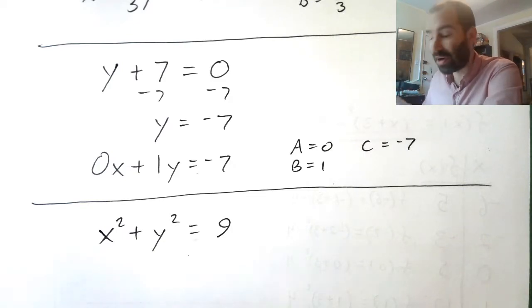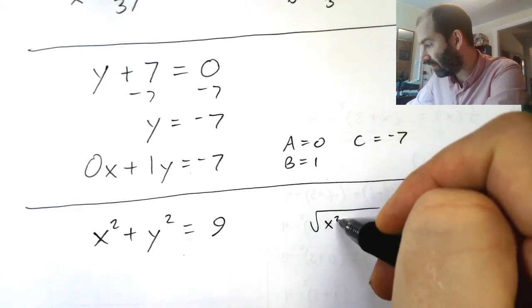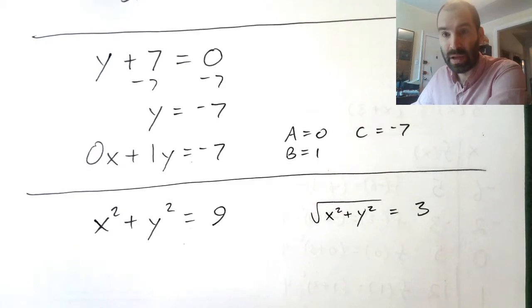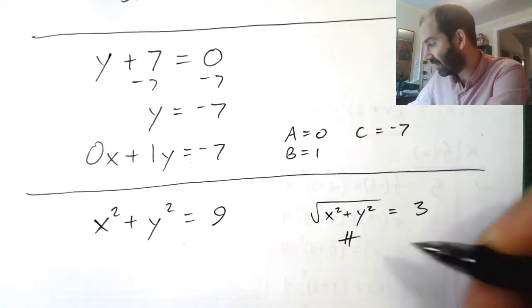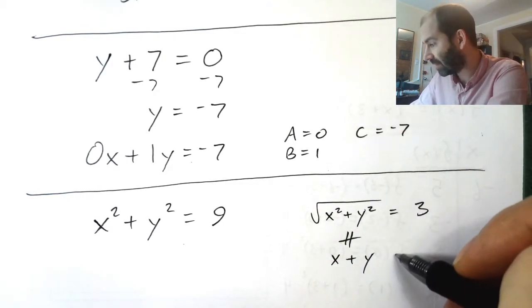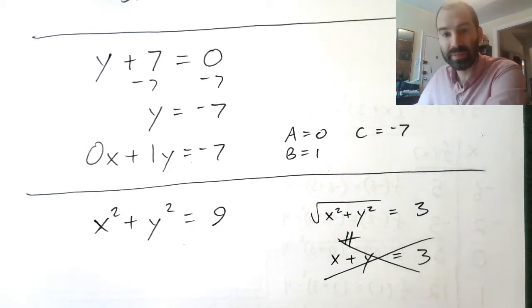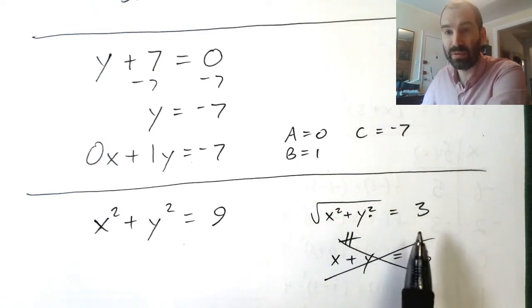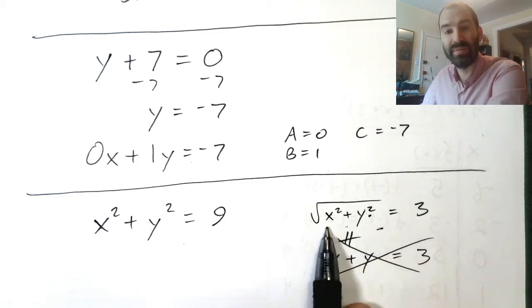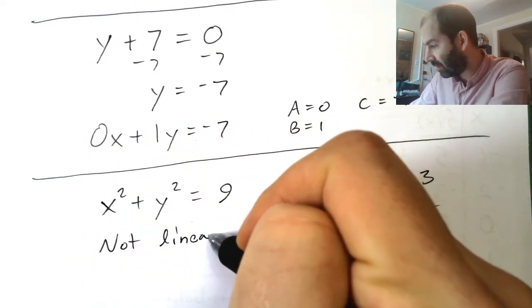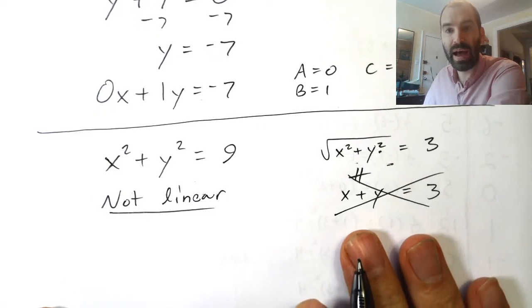And please do not try to do this with a square root. You could take the square root of both sides. That's a valid thing to do. But this is not the same as x plus y, so that's not the same as x plus y equals 3. You can't distribute a square root across squares. I can see why that might be a tempting thing to try, but that doesn't work. You can't simplify it beyond this. So this is not linear. This is the first example that we've had of a nonlinear equation.